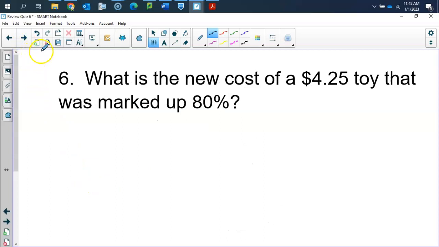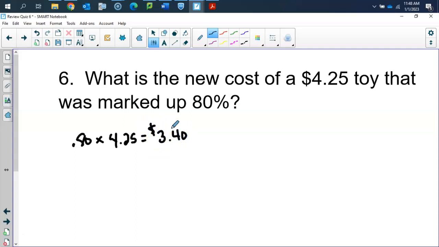Okay, number 6. What is the new cost of a $4.25 toy that was marked up 80%? Go. Well, our markup is 80%. First thing we're going to do is find 80% of 425. So write 80% as a decimal, 0.80 times 425. 80% of 425 gives me $3.40.